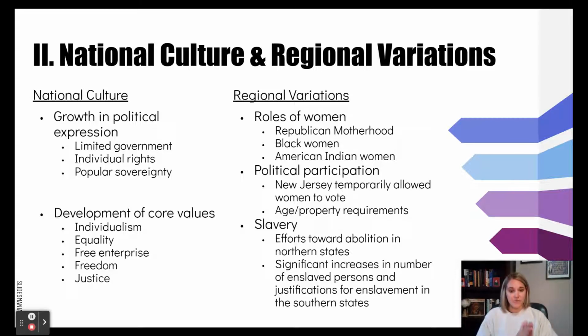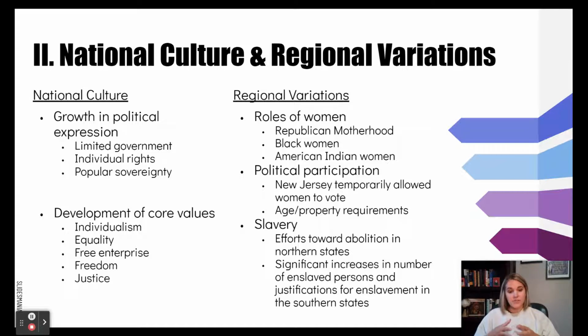Now, speaking of how that differed regionally, we can look at how the roles of women are going to differ depending on which area of the country you are going to be in. Now, these are generalizations, but if you remember from a previous lesson, the idea of Republican motherhood really affected white women, so that it was the role of women to educate their sons to be future government leaders, to be active citizens and participants in the new political culture. Women needed to educate their sons to do this, therefore women needed to be educated. And so especially in New England, we see the rise of educational opportunities for young white girls.